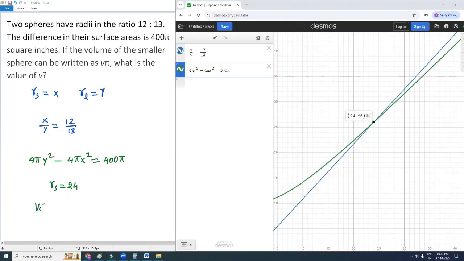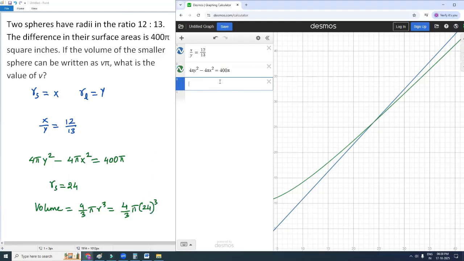We know that the formula for the volume of a sphere is 4 over 3 times pi r cubed. Here we have 4 over 3 times pi, and for r, that is the radius, we plug in this value 24. Then we get 24 to the third power. We can use Desmos to get the product of these two numbers. Let me enter them here: 4 over 3 times 24 raised to the power of 3. I am getting 18,432. Let me write here 18,432, and we can take this pi along with that.